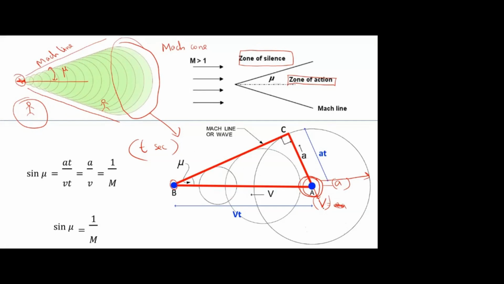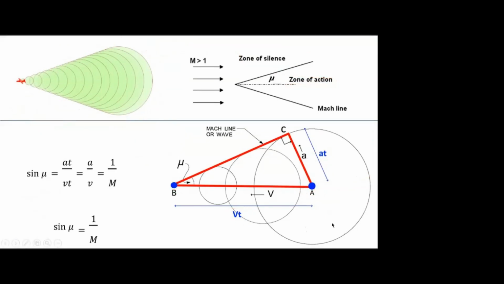I know the velocity of the particle and the wave, and also the time. Using that I can find the distance traveled. From A to B, the distance traveled is Vt, velocity times time, and for the wave, the distance traveled is at. So the point velocity is V and the wave velocity is a. After t seconds, I can find where it moves, and also the distances, Vt and at.